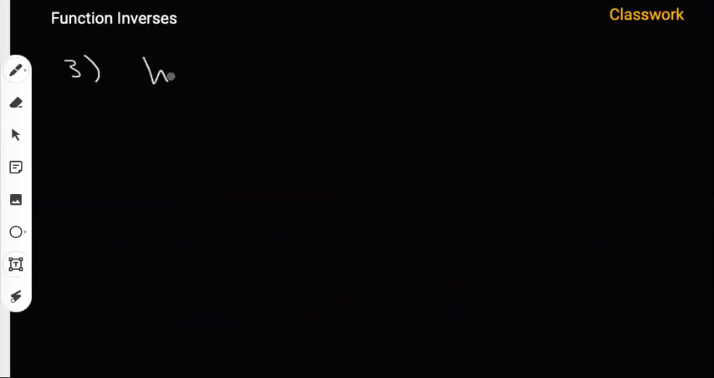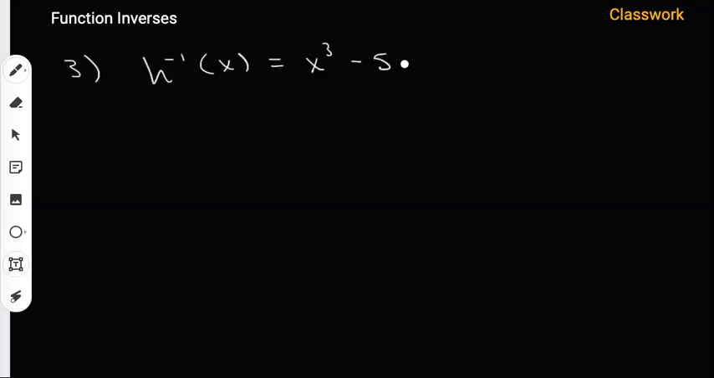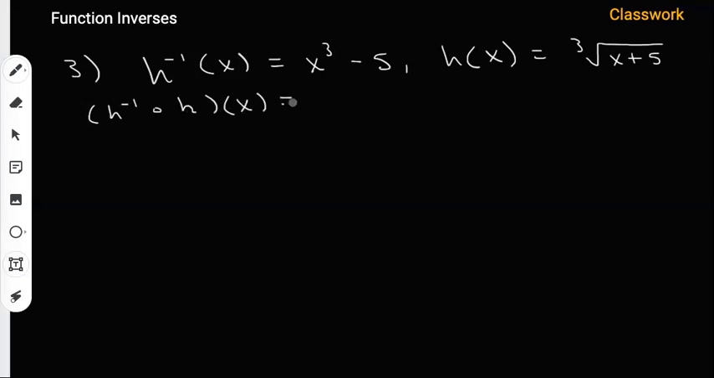So for number 3, I was given that h inverse is x cubed minus 5, and my h of x is equal to the cube root of x + 5. Right? That's my original function that I started off with. So now I just want to confirm that h inverse composed with h is going to give me x at the end. So is this true? Does it really give me x at the end?